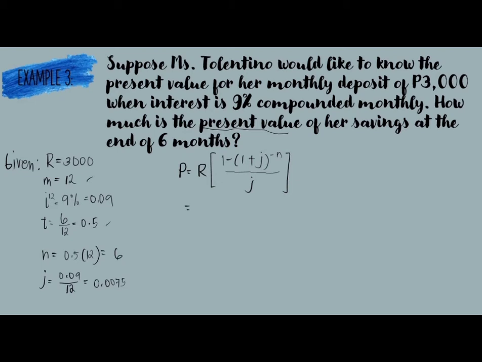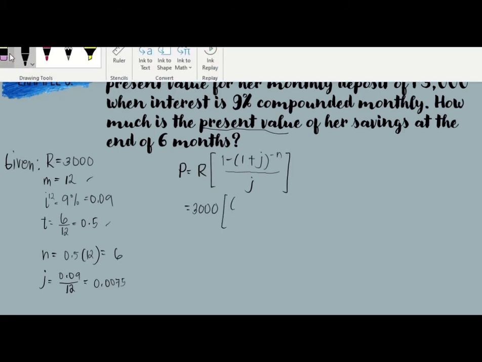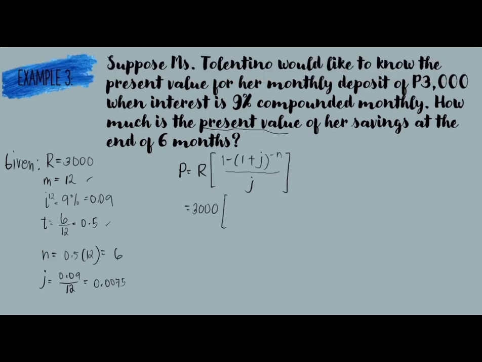Okay, so yung regular payment natin is 3,000 pesos. So, 3,000 times, okay, so 1 minus the quantity of 1 plus j, yung j is 0.0075, raised to negative n, yung n is 6, over j, which is 0.0075. Okay, so input natin ito sa ating calculator.